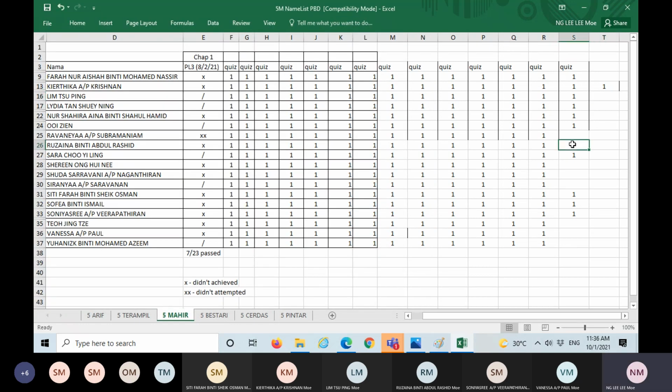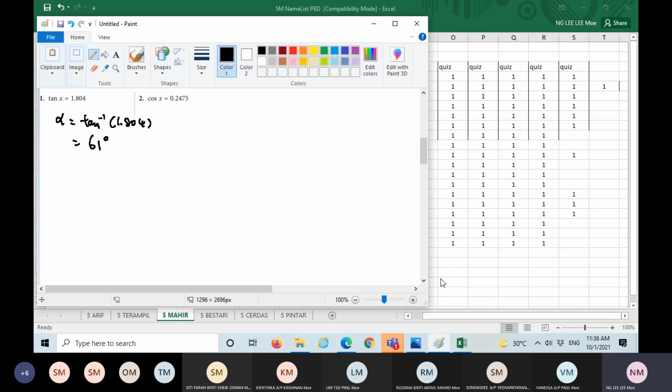Okay, next girl is Rosanna. Rosanna, can you please tell me? Tangent x is positive here. So it's in which quadrant? Okay, I can guide you.